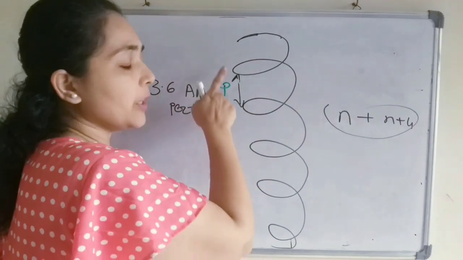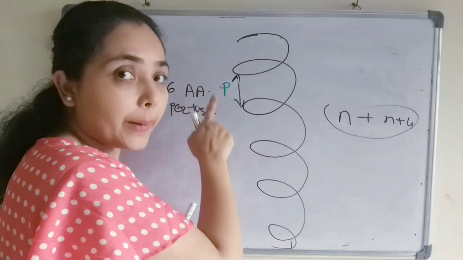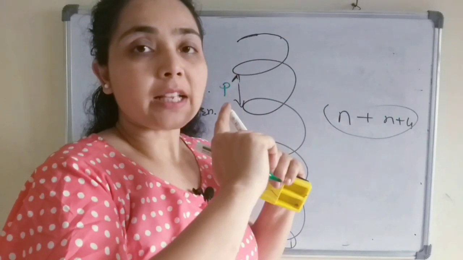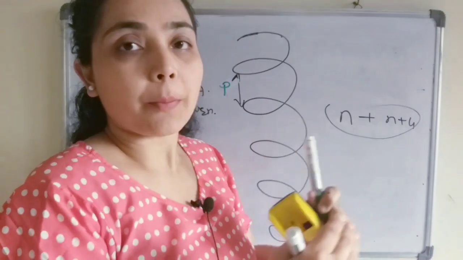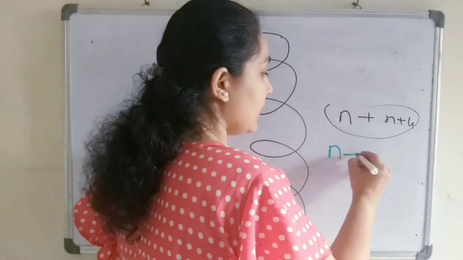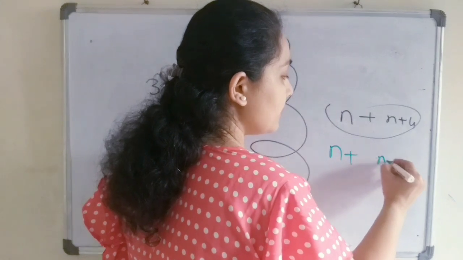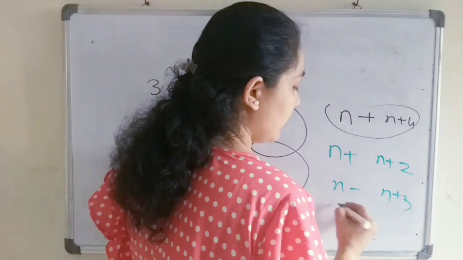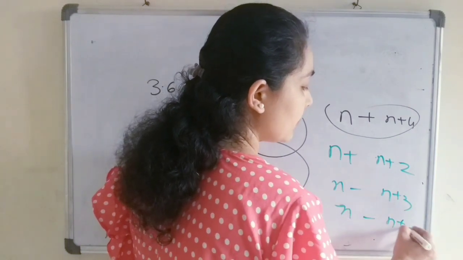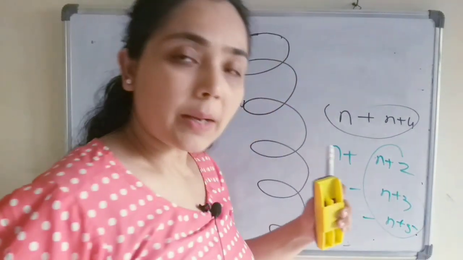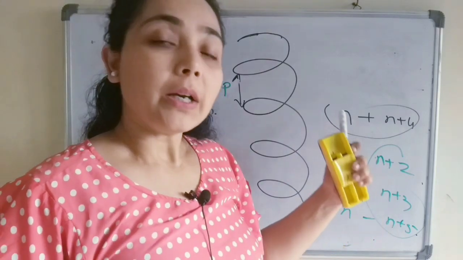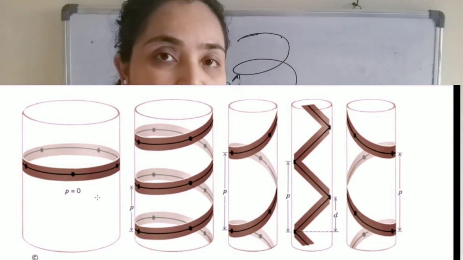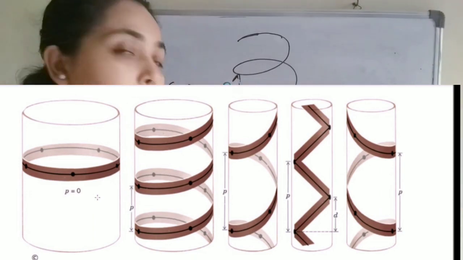Pitch is the distance between the two turns, and that depends upon the hydrogen bond formation that takes place between the amino acids we had discussed. There can be n and n plus 2, n plus 3 or n plus 5. This type of hydrogen bonding also takes place, but here the structure will become either the stretched one or the compressed one as compared to n plus 4.